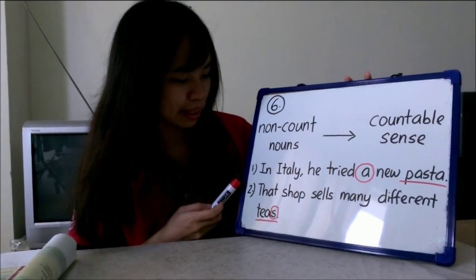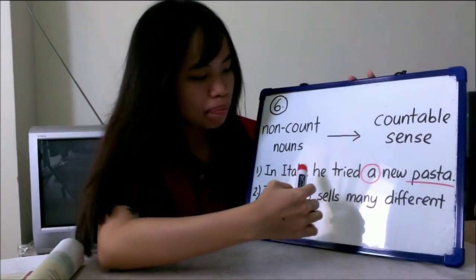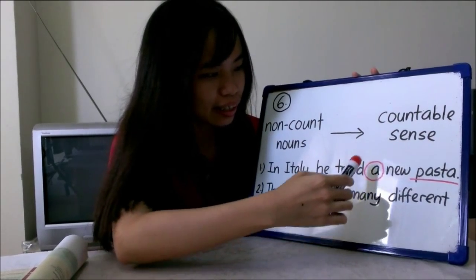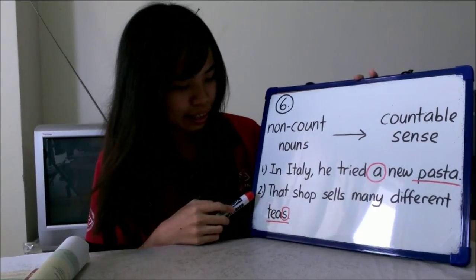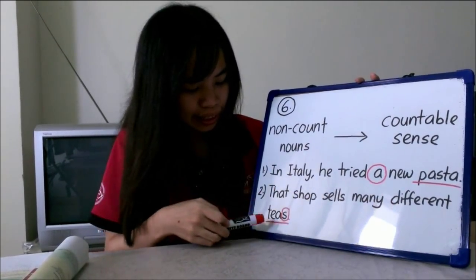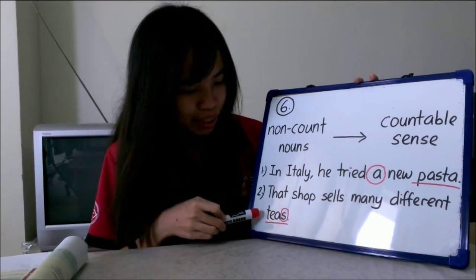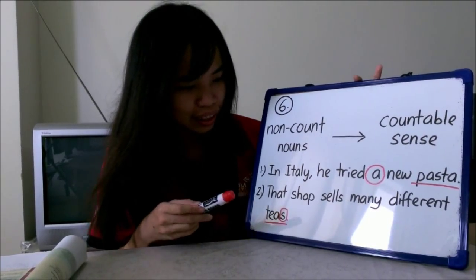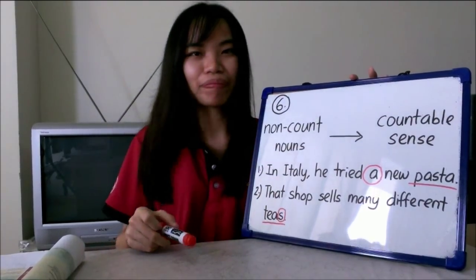Here are two examples. In Italy, he tried a new pasta. By adding a into a sentence, that means that there is a variety of pasta. Let's proceed to the second example. That shop sells many different teas. The teas in this sentence is in plural form. That means there are a variety or many kinds of tea that are sold in this shop.